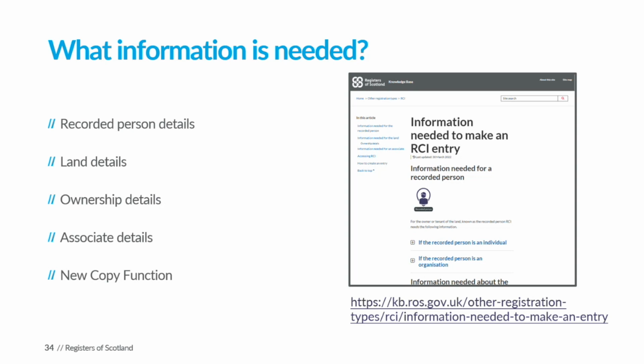This will allow you to select parts of the submission that you want to copy into a new one from recorded person, land, ownership, or associate details. When you're copying details, you cannot copy both the recorded person and land details. This is to prevent duplicate submissions.